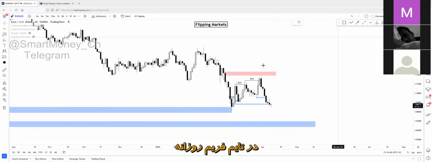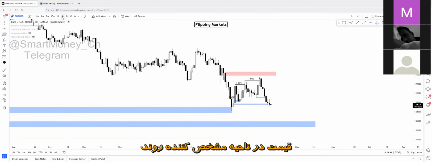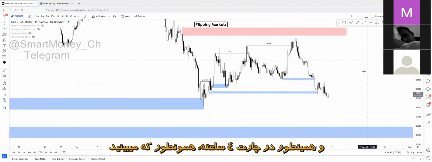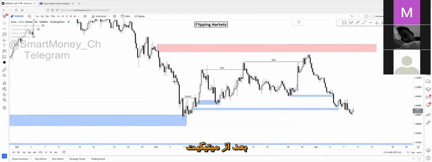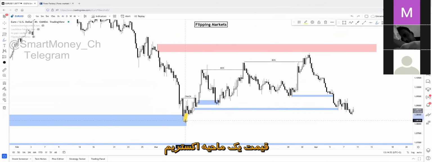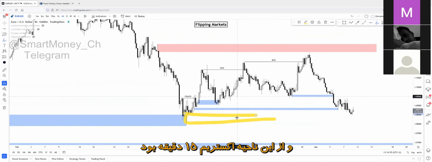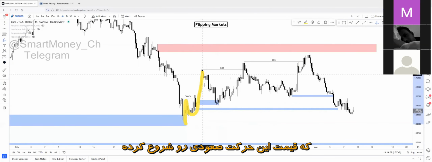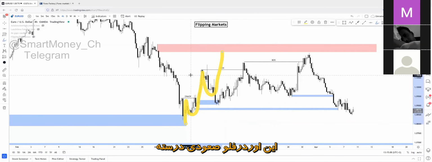So price is at the bias decider region on the daily chart too, and on the 4-hour chart too. As you can see, after a daily demand indication right here, price has created a 15-minute extreme zone somewhere at this region. And from this 15-minute extreme zone, price has created this upside movement, this upside long order flow, right?